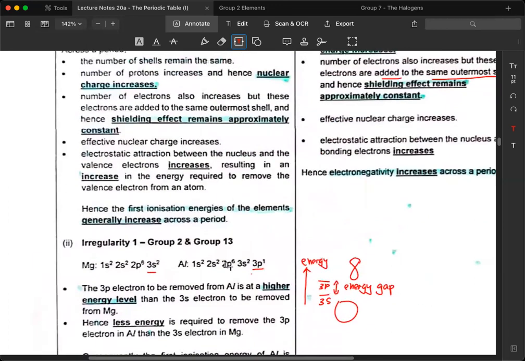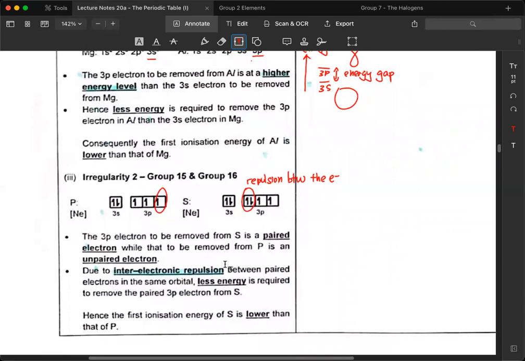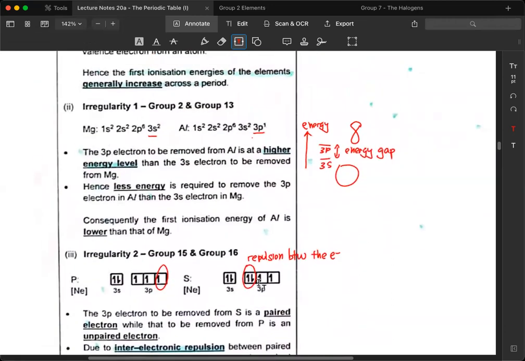Another irregular characteristic is between group 15 and group 16. The 3p electron to be removed from S is a paired electron, while that to be removed from P is an unpaired electron. So there is inter-electronic repulsion between the paired electrons in the same orbital in sulfur, so it requires less energy to remove the paired electron. Because there is repulsion, it takes less energy to remove. So the first IE of sulfur is lower than P.